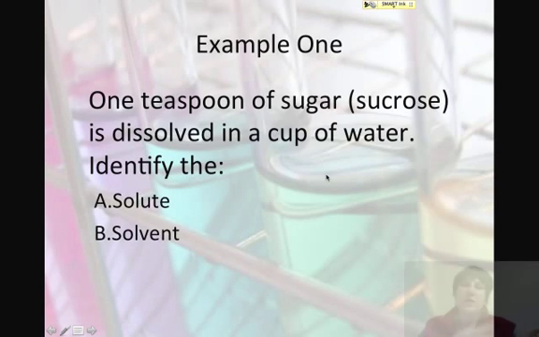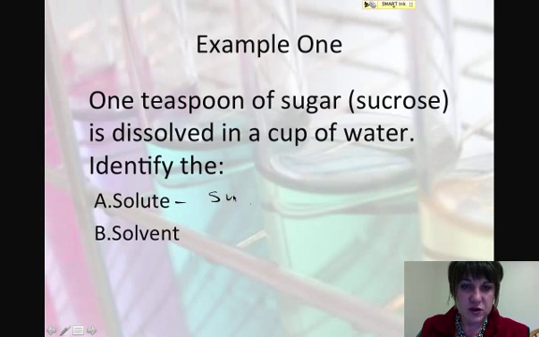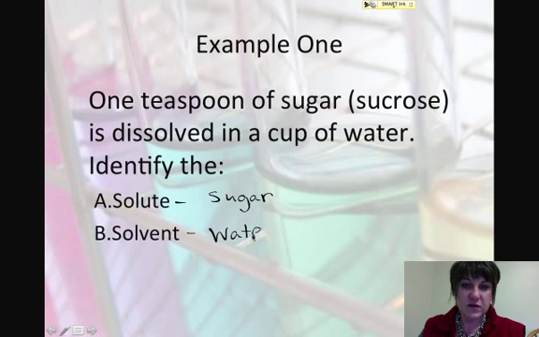That's it. Here's our first example. 1 teaspoon of sugar, called sucrose, is dissolved in a cup of water. So just picture that. You stir some sugar into some water. Let's identify which component is the solute and which component is the solvent. Remember, the solute is the thing that is being dissolved, so in this case that would be the sugar, or the sucrose. And the solvent is the component that's doing the dissolving, so we're dissolving the sugar in the water. Water acts as the solvent.